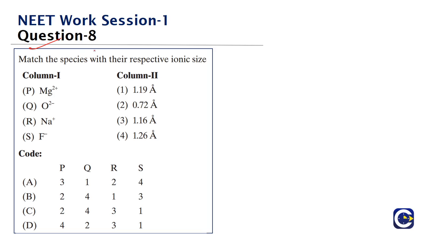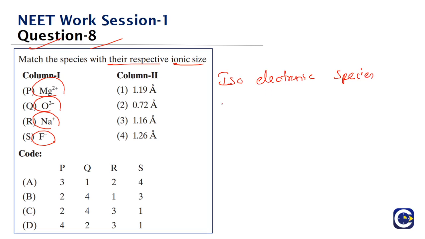Look at this. Match the species with their respective ionic size. If you take a closer look at it, what are these ions? Mg2 plus, O2 minus, Na plus, F minus. You know what all these are? All these are isoelectronic species.